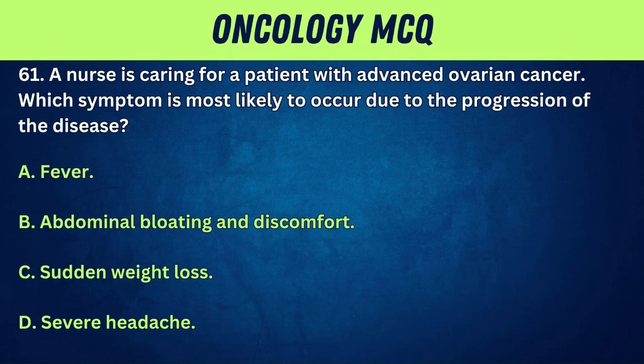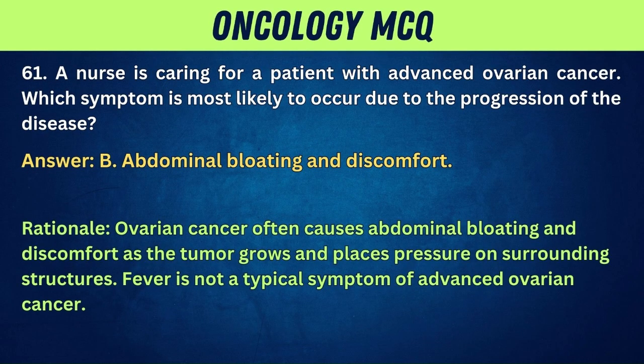61. A nurse is caring for a patient with advanced ovarian cancer. Which symptom is most likely to occur due to the progression of the disease? A. Fever. B. Abdominal bloating and discomfort. C. Sudden weight loss. D. Severe headache.